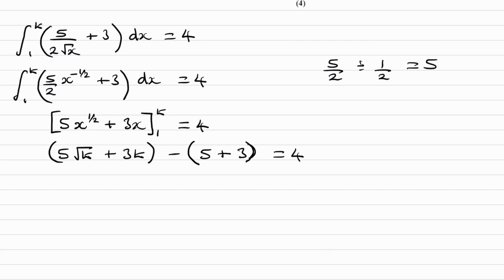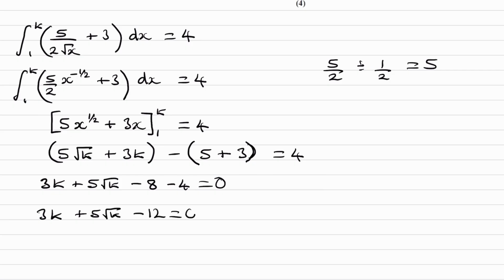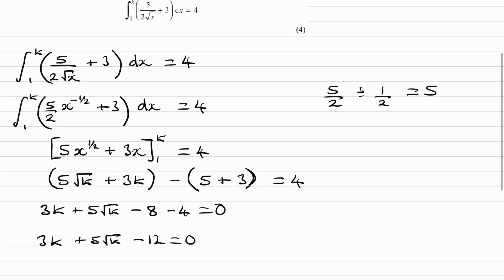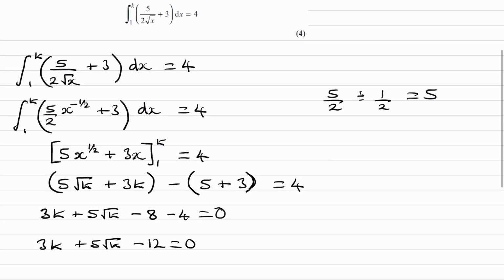Alright, so then we can simplify this. I'll just change the order of this first bit as well. 3k plus 5 root k minus 8, and then we bring the 4 to the other side, so minus 4. And then we end up with 3k plus 5 root k minus 12 is equal to 0. Is that what we wanted? Yeah, okay, that's good. Nice.